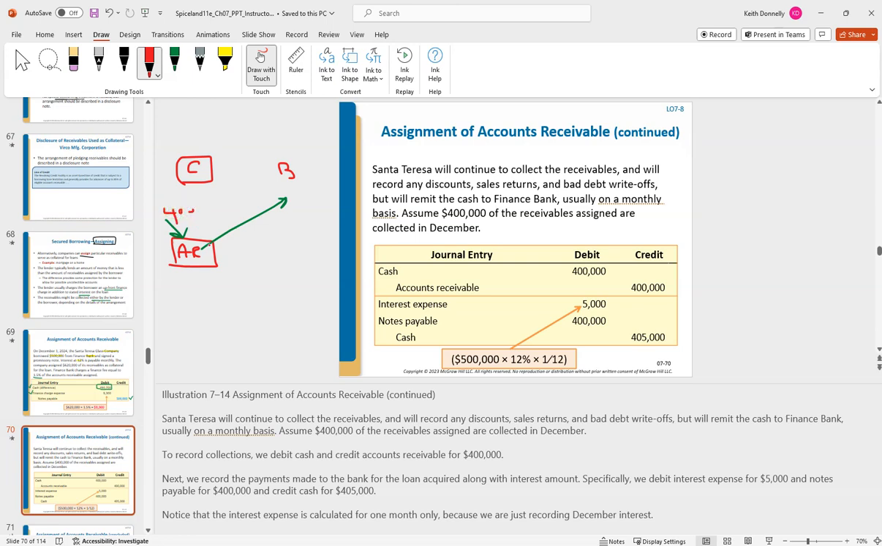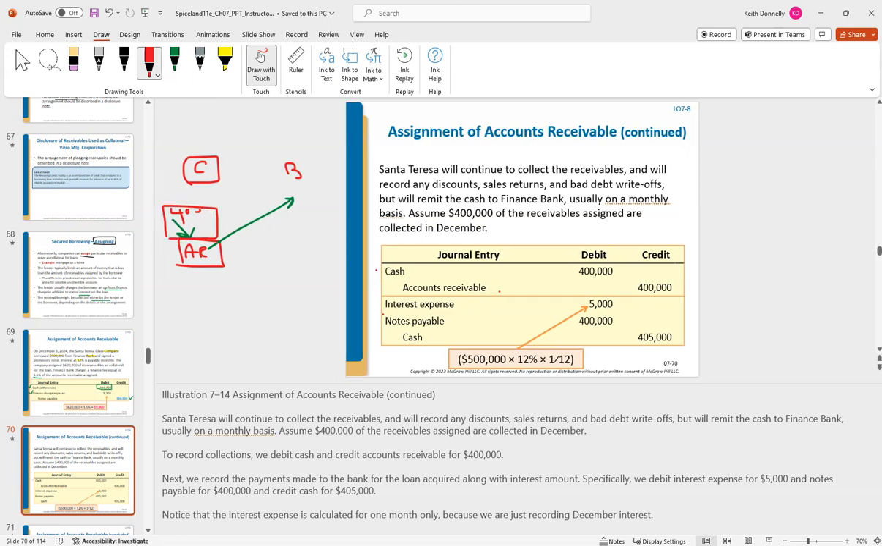So it then says, hey, on this receivable during the current month, the person paid us 400,000. So we're going to first have to account for this. Debit cash, credit account receivable. Then we have to ship it over to the bank.